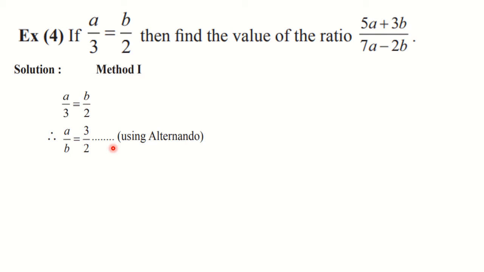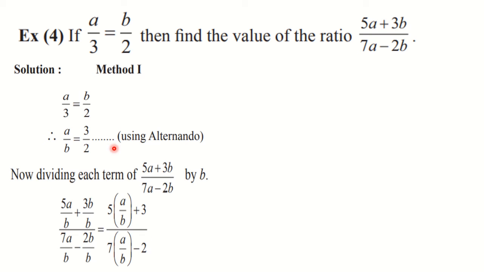Then our regular method: here a upon b is given, and this a upon b we want in this question also. So what we are doing is dividing each term by b, everywhere we are dividing by b. Then b and b got cancelled, and here 5 inside the bracket a upon b plus 3, and here 7 inside the bracket a upon b minus 2. See, 7 is taken out, a upon b minus b upon b is cancelled, so minus 2.